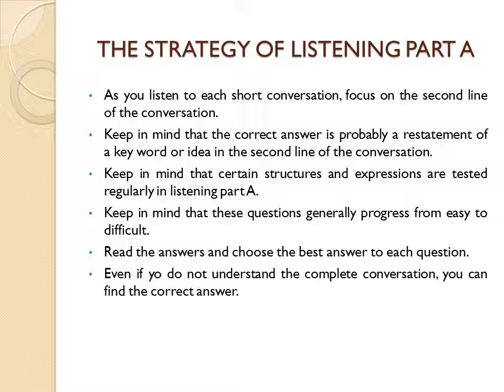Next is, keep in mind that certain structures and expressions are tested regularly in listening part A. And listen for these structures and expressions like structures: passive, negative, wish, and condition; functional expressions like agreement, uncertainty, suggestion, and surprise; and idiomatic expressions like two-part verbs, three-part verbs, and idioms. And the next strategy is, keep in mind that these questions generally progress from easy to difficult. This means that questions 1 through 5 will be the easiest and questions 26 to 30 will be the hardest.